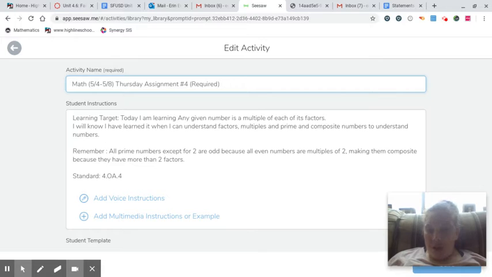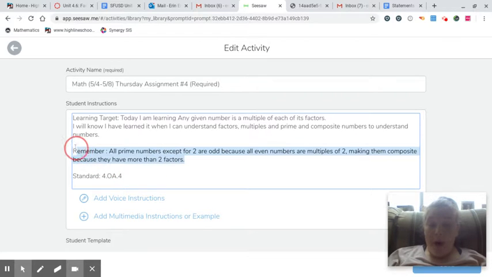A prime number is when a number only has two factors, one and itself. All prime numbers except for two are odd, because all even numbers are multiples of 2, making them composite because they have more than 2 factors. This is very, very important to remember and may seem complicated at first, but we will get to a point where you're going to know that by the back of your hand.